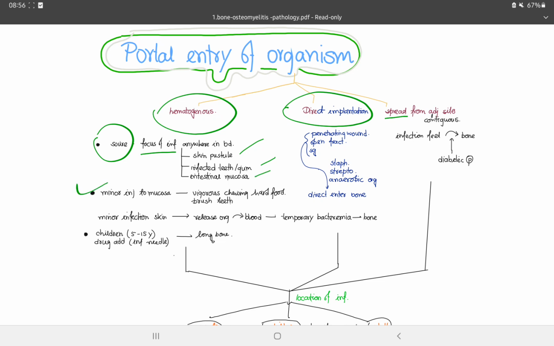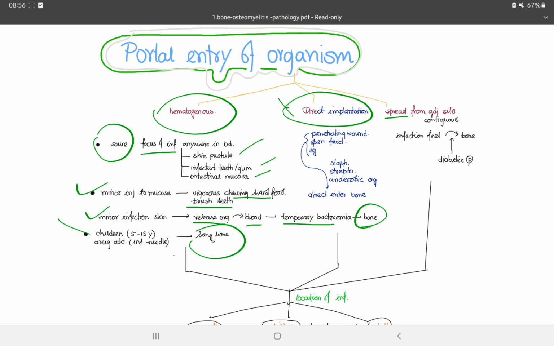Minor injury to the mucosa, like vigorous chewing of hard food or brushing the teeth, or a minor infection in the skin, will release the organism into the blood and cause temporary bacteremia, and then it goes to the bone. In children of age 5 to 15 years, or in drug-addicted persons who inject with needles, it will attack the long bone.